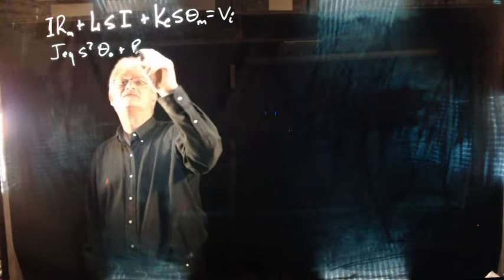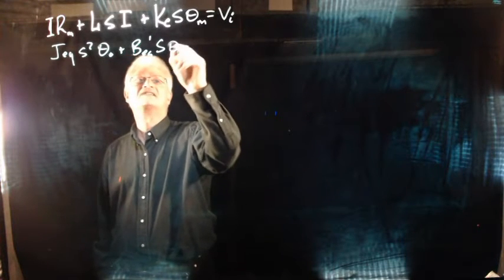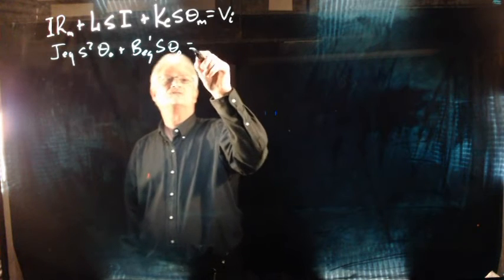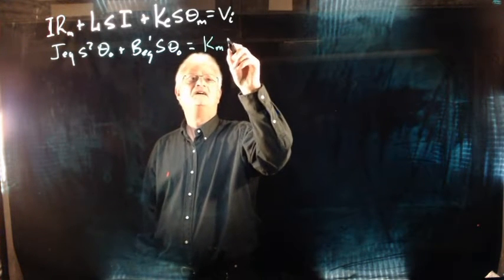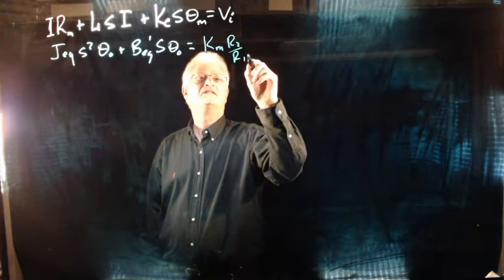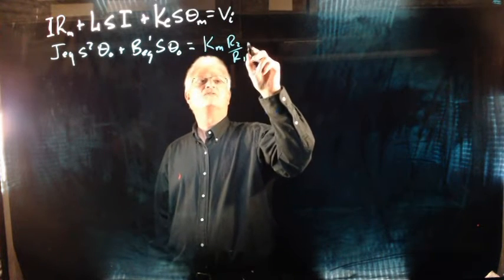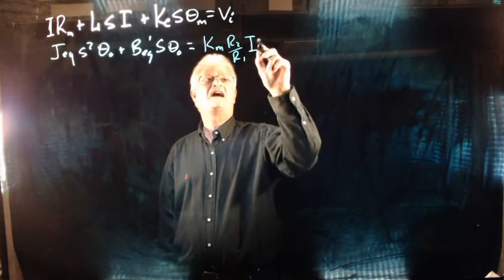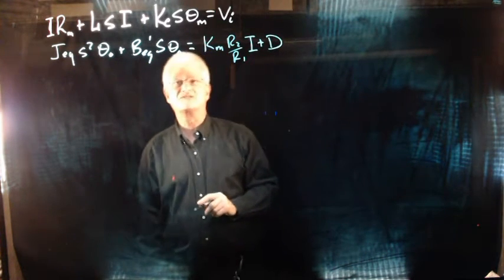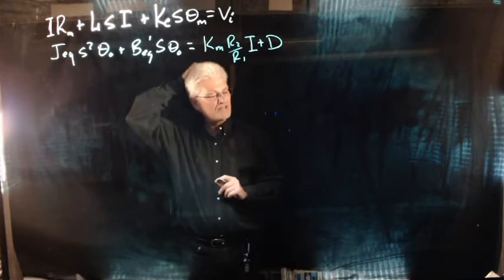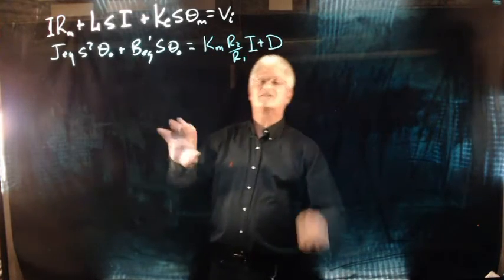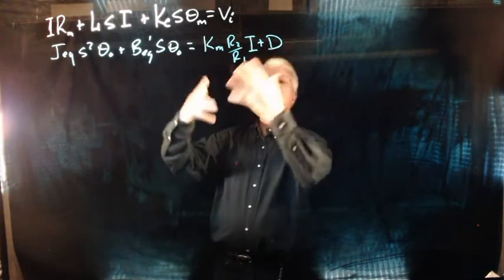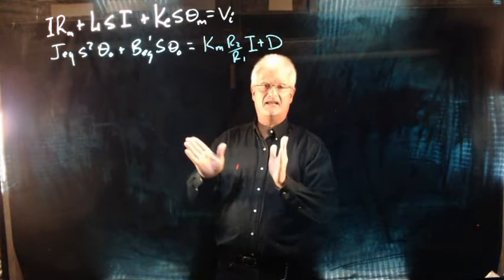We've also got a mechanical equation of motion. It looks something like this. So if we worked on it, this is going to be J equivalent S squared theta out plus B equivalent prime S theta out is equal to Km R2 over R1. That's the motor torque constant times the current I plus D, so whatever disturbance force we have on it. So here's our two equations of motion. And we could solve these equations of motion. So one of the nice things about Laplace transforms is we could combine these equations algebraically.